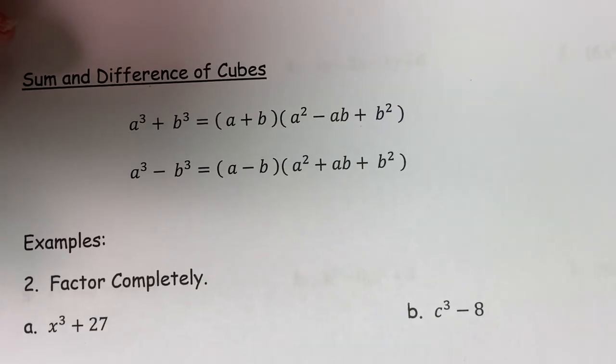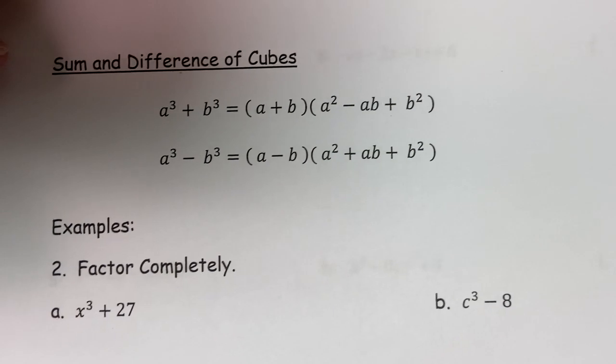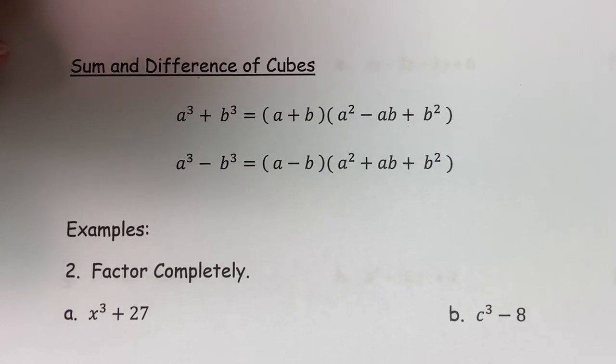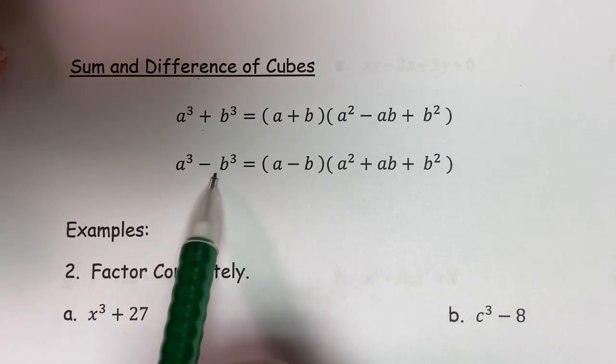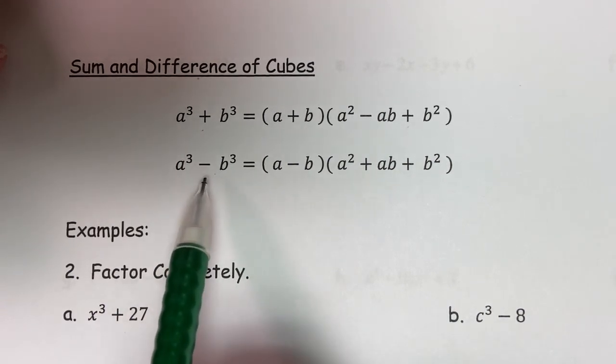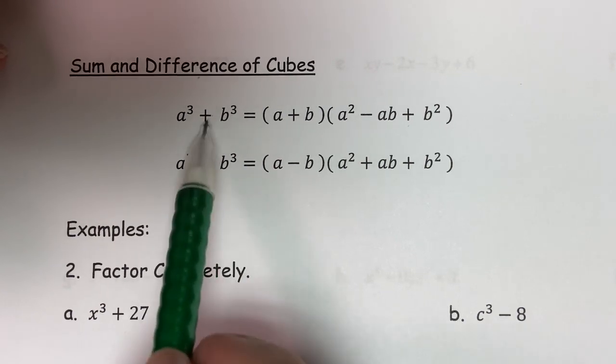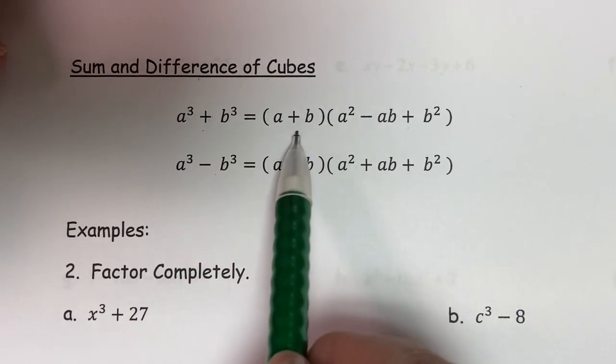So that's squares. What about cubes? You can actually factor the sum of two cubes, and you can factor the difference of two cubes. Unlike squares, where you can only factor the difference of squares, with cubes you can factor both of them. And here are the rules.